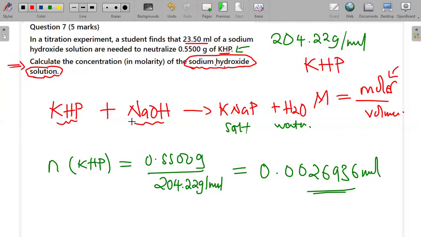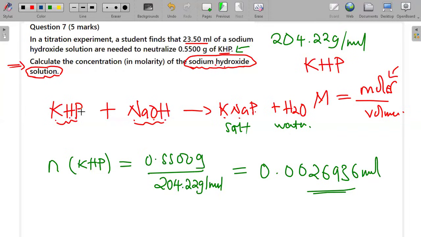And then when we look at this equation here, is it balanced? Here I have 1 K, 1 K. H, I have 1, 2, even here I have 2 H. And then P, I have 1, even here I have 1. Oxygen, I have 1, even here I have 1. Sodium, I have 1, even here I have 1. So the equation is balanced.